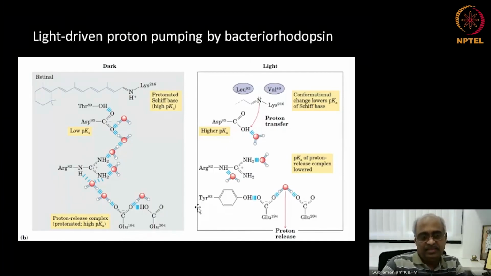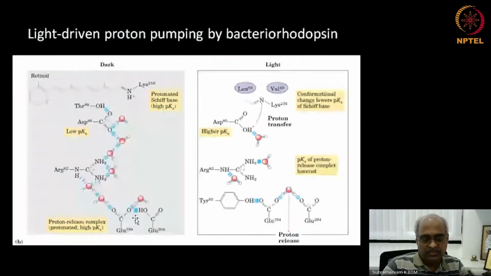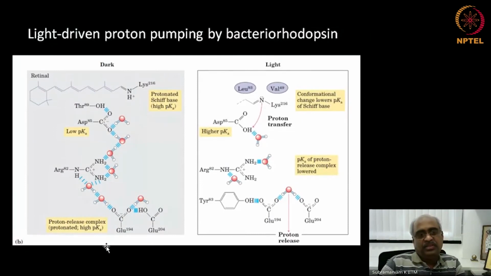And as a result, upon illumination, the lowering pH leads to proton donation, and via these amino acid side chains enabling proton hopping, it comes to the other side. And since this one's pKa also is reduced, it readily donates the proton, but that proton is donated into the periplasmic space.